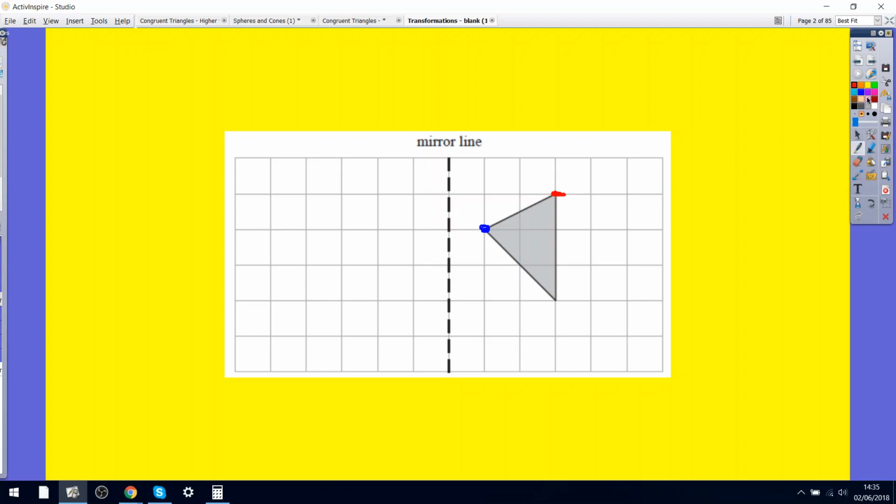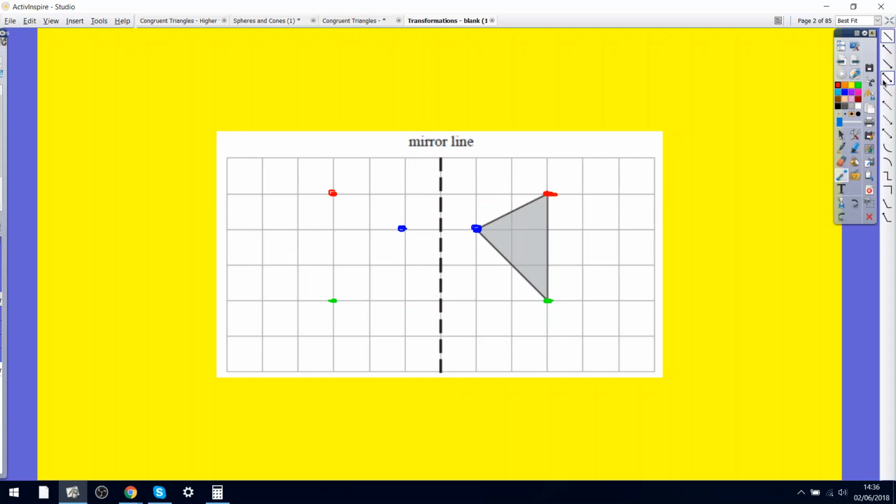Yeah, and how far away from the line would it be? So the way I'd do it is, so the blue point is 1 to the right of the mirror line. So I would do another 1 to the left of the mirror line. The red point is 3 to the right of the mirror line. So I'll do another red point 3 to the left of the mirror line. And then the green dot is 3 to the right of the mirror line, and so that's 3 to the left of the mirror line, and then join them up. And so just do it corner by corner, and then just draw your thing.